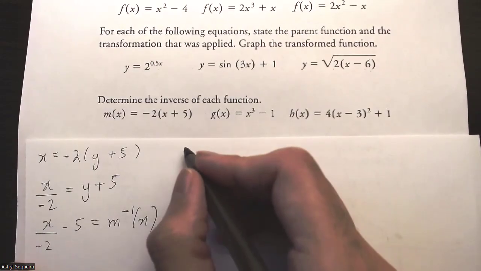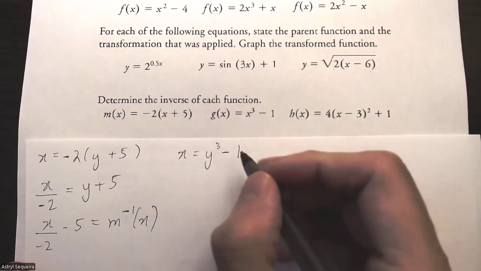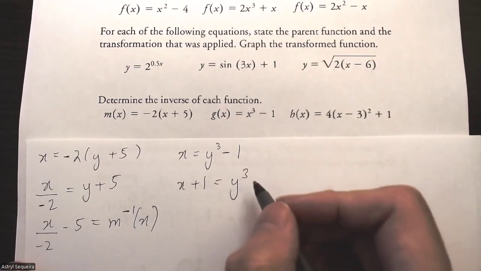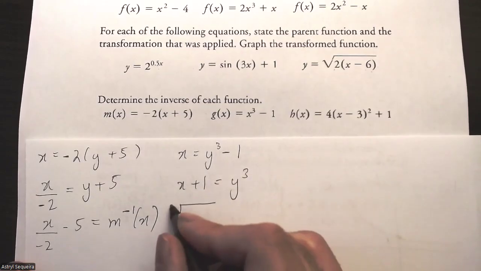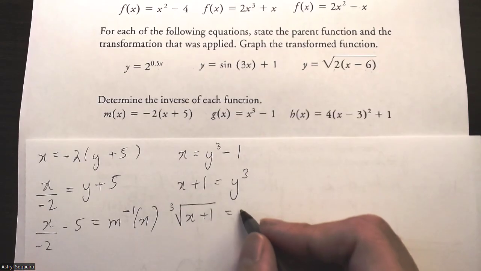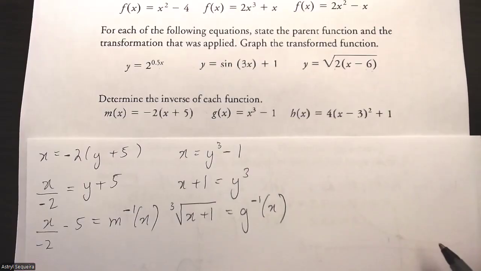Let's try it for the second one over here. x equals y cubed minus 1. x plus 1 equals y cubed. Got to cube root the other side. So cube root of x plus 1 equals g inverse of x.